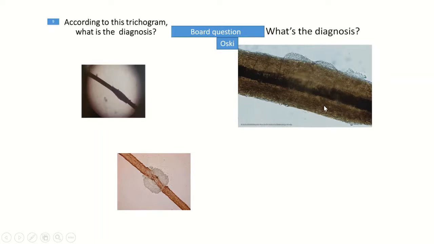As you know, there are two types of piedra, black and white. White piedra adheres to hair more loosely, so the board question is equivalent to white piedra. White piedra, white piedra, black piedra.